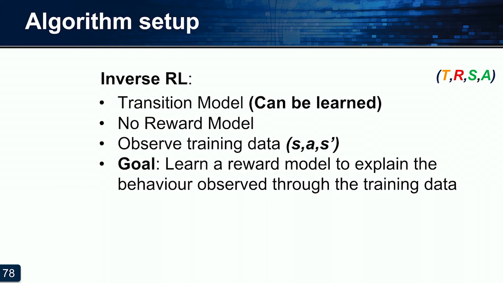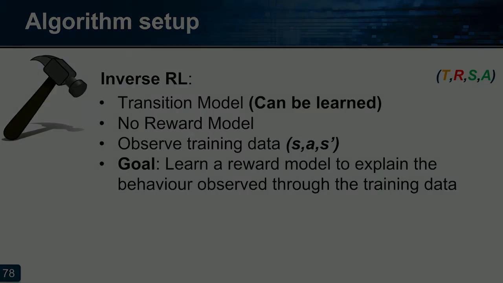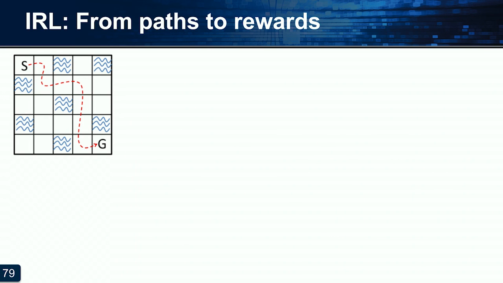So we've got a transition model. You could have learned it using a model-based way to collect the data. You've got no reward model. You observe the training data as S, A, S prime, and the goal is to then learn this reward model. So here's an example. You've got this nice grid world. We like grid worlds, which has water, and then you have a starting state at the top there, and you've got a goal state, and then you see somebody moving around. So just intuitively, what could be the behavior here?